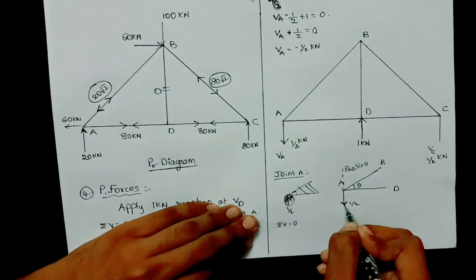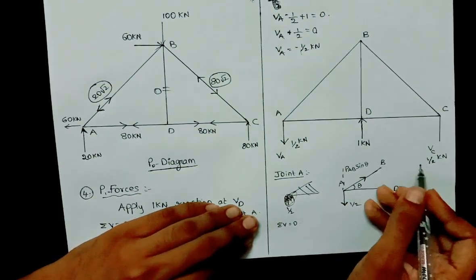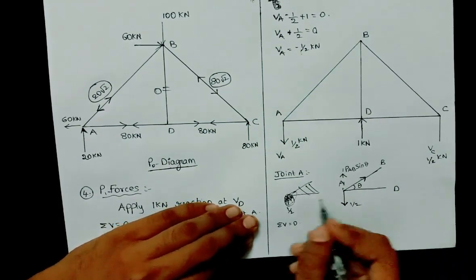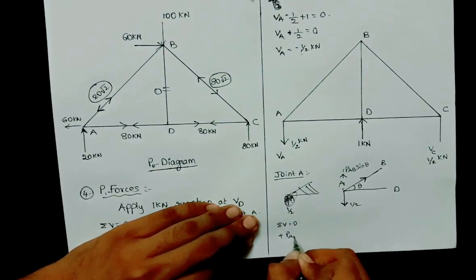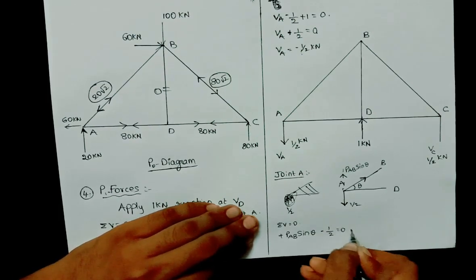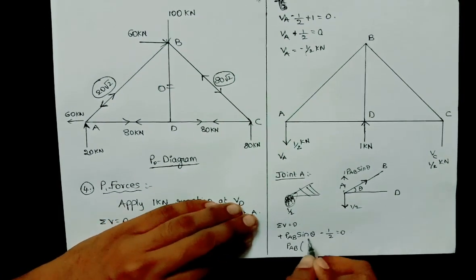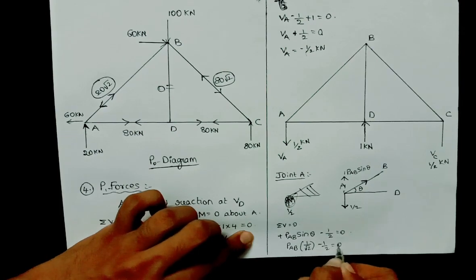The reaction is in the downward direction, so I should assume the member force in upward direction, so I will get a positive value. This is away from the joint, this is also away from the joint, so it is going in upward direction. So plus PAB sin theta, and this is downward direction, so minus 1 by 2 equal to 0. PAB into sin theta, which is 1 by root 2, minus half equal to 0.